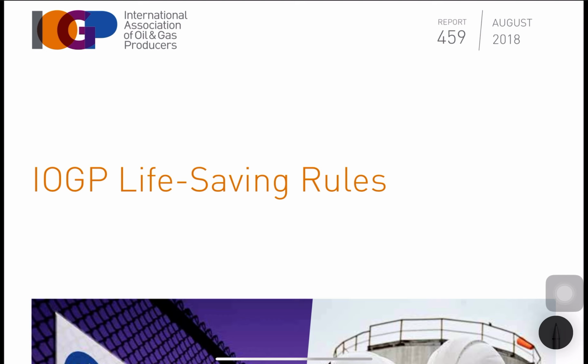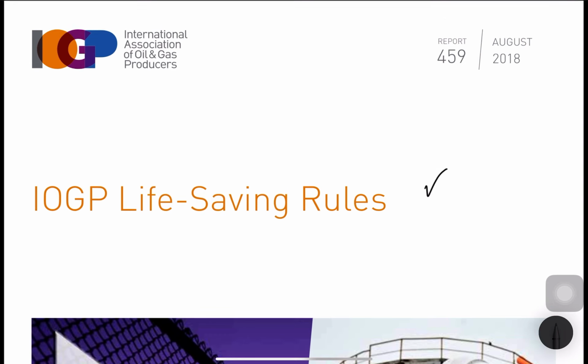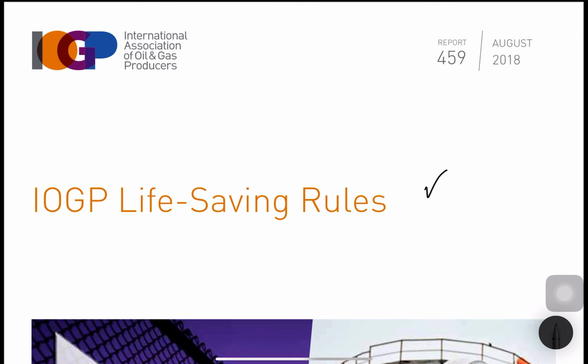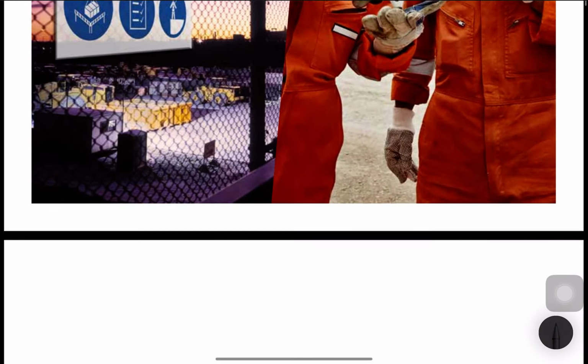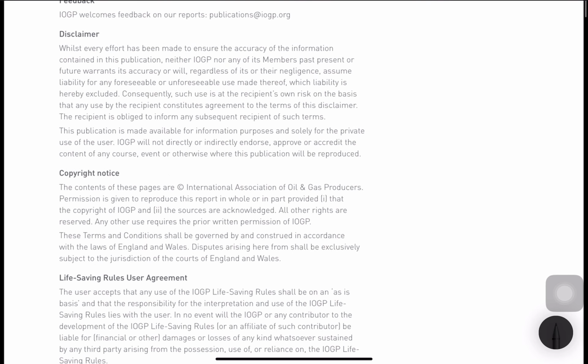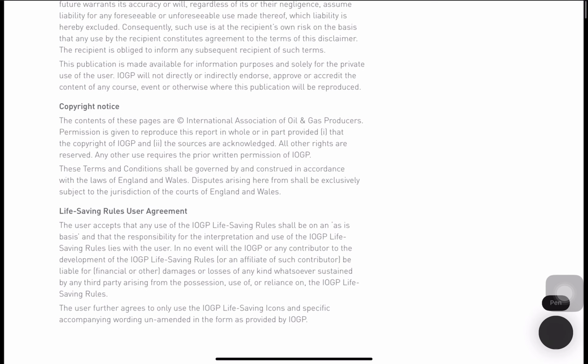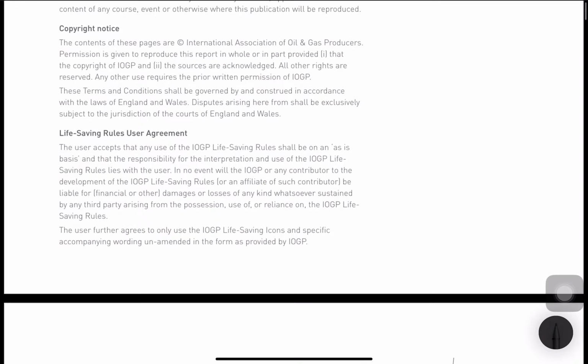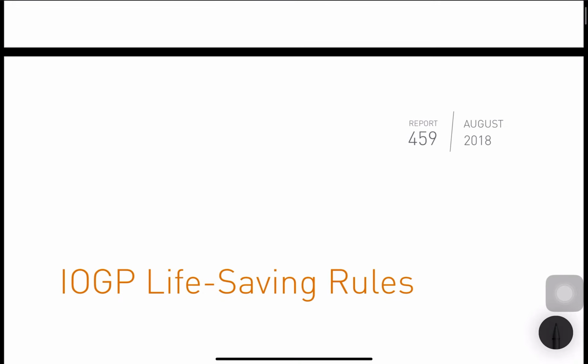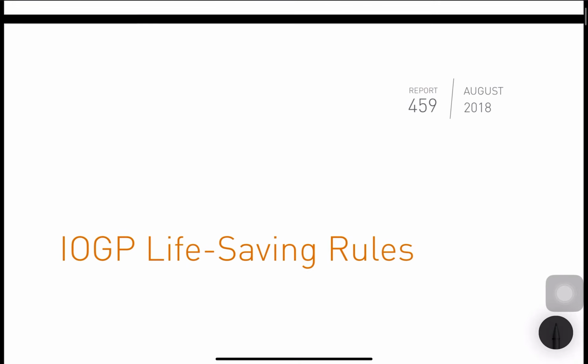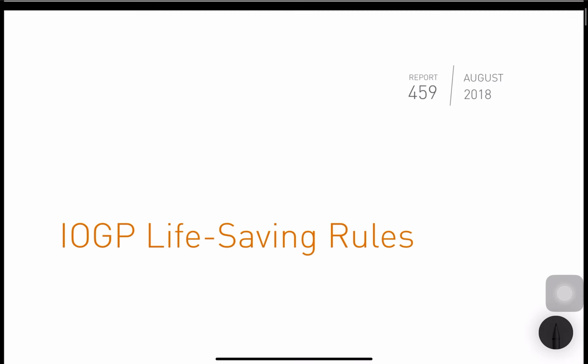Today, we're going to talk about the IOGP Life Saving Rules. You can find this document on the IOGP website. IOGP stands for International Association of Oil and Gas Producers. Basically, this is one of the documents that you might want to explore in terms of implementing some good practices in your company.